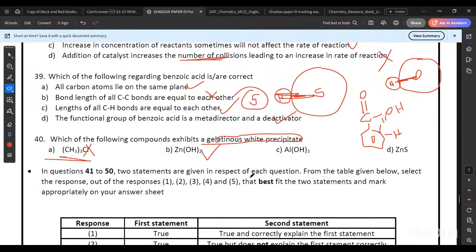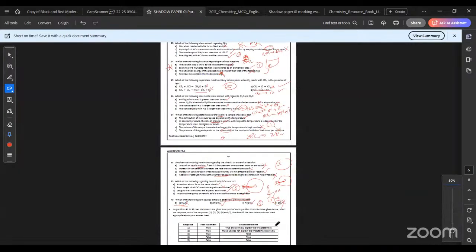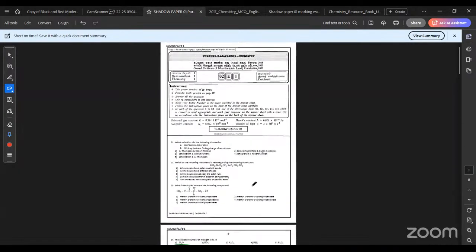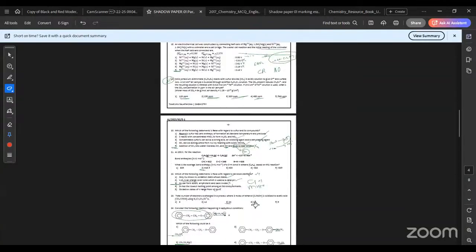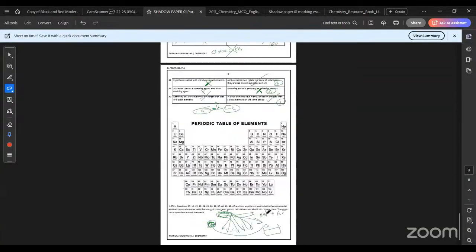Zinc hydroxide, of course, is gelatinous. Zinc sulfide is also not a gelatinous one. It is just a white color precipitate. 40th one, answer number 2. That's it. Full MCQ paper we have discussed.